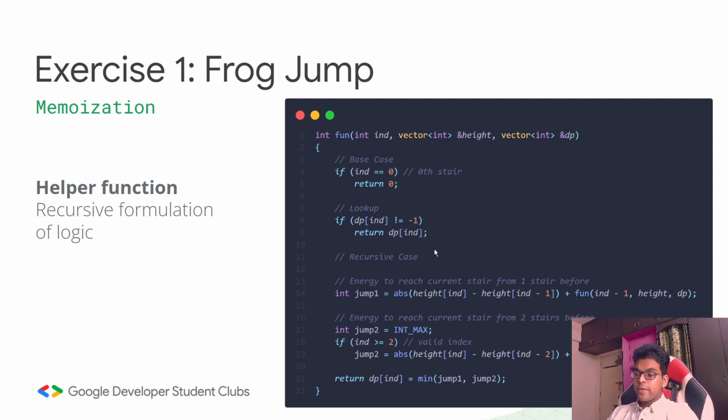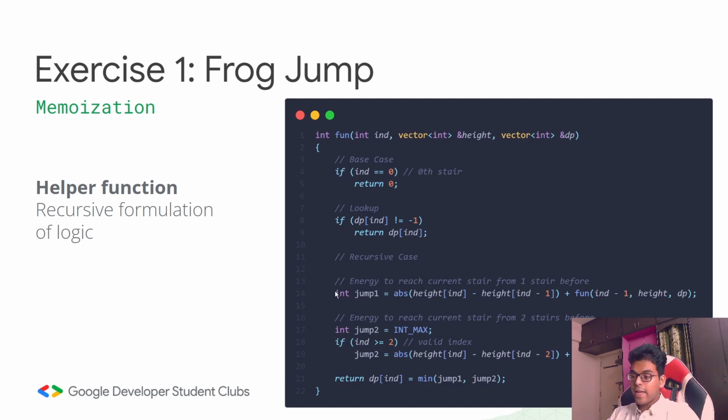Next up, we do the recursive case, in which there are again 2 possibilities. The current stair can have been reached from 1 stair before, because the frog can jump 1 or 2 steps. So the direction of filling is top to bottom, and we are going in somewhat of a backward direction. So for the energy to reach the current stair, the 2 possibilities: suppose the current stair was reached from 1 stair before.